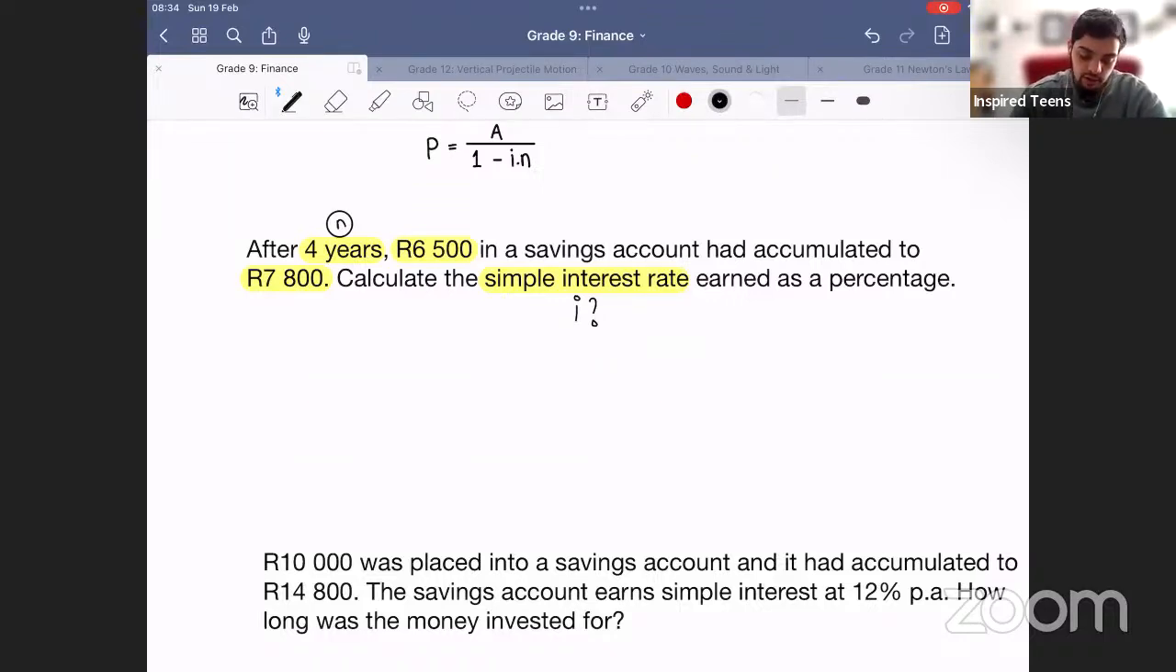Nevertheless, let's continue with this question. It says after 4 years, 6,500 in a savings account had accumulated to 7,800. Calculate the simple interest rate earned as a percentage. Okay, so somebody tell me, this 6,500 is one of two things. It's either A or it's P. Just remember, P is before interest or prior to interest, P for prior, and A is after interest, A for after. Someone tell me, this amount 6,500, is it P or is it A?